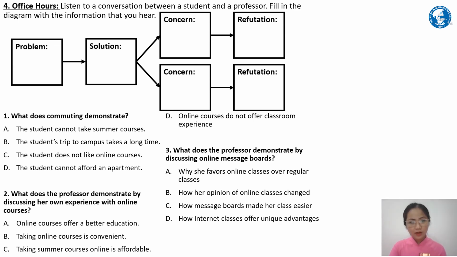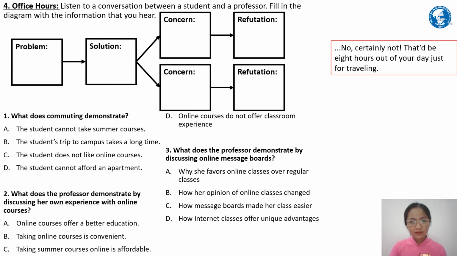For the first question, what does commuting demonstrate? The answer is A. The student cannot take summer courses. So why can't the student take summer courses? Yes, because that would take too much time traveling. In the recording, it says that'd be 8 hours out of your day just for traveling.